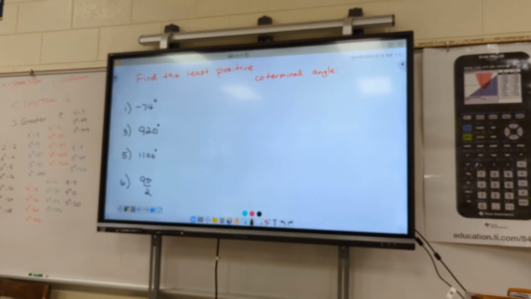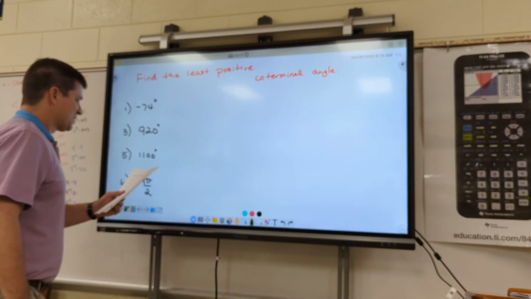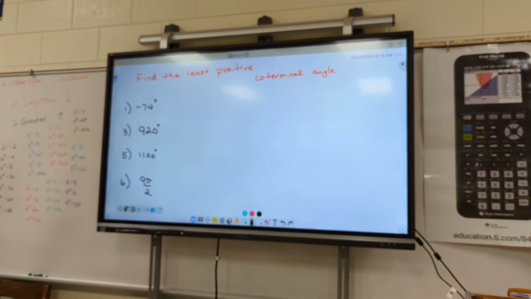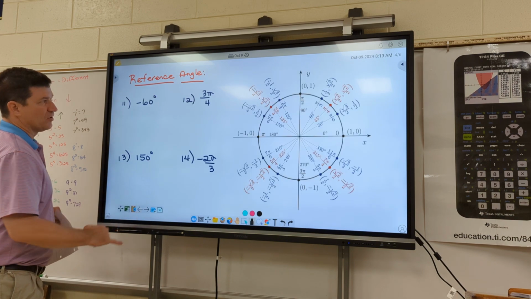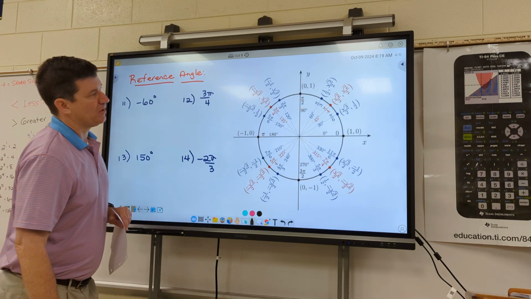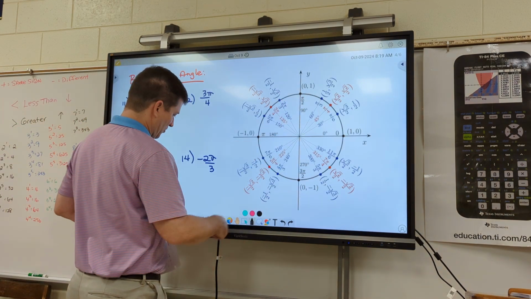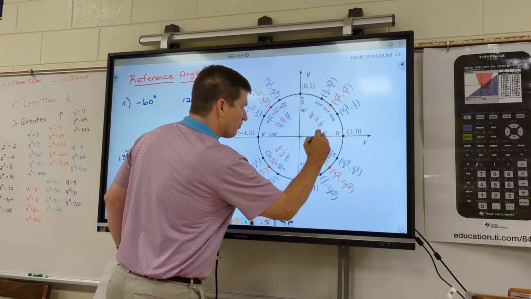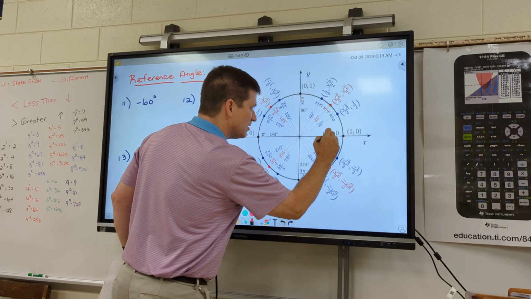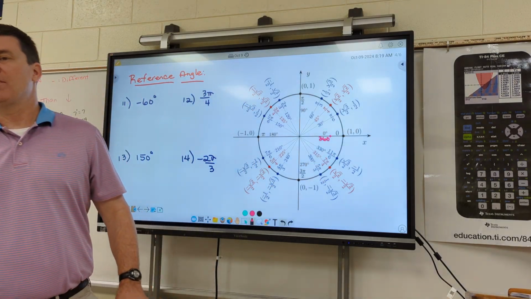All right, on the back, up at the top says find the least positive coterminal angle. All right, so what does that mean? You got your unit circle. Everybody's got a unit circle. It only goes from 0 to 360. If y'all don't have 360 written on your circle right here, you might want to write 360 degrees on that spot. Now, you're going to be able to use this circle.